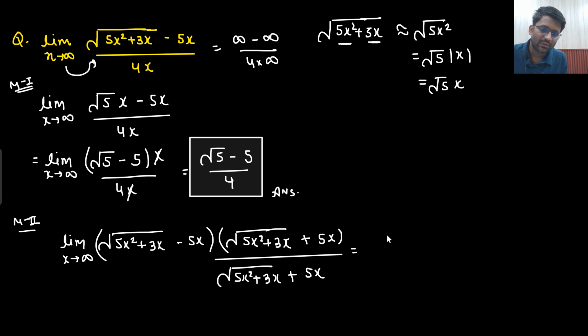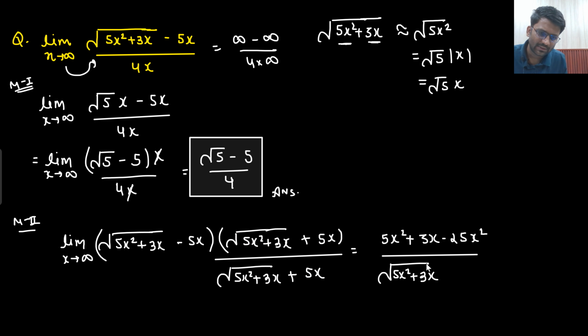So a square minus b square. So 5x square plus 3x minus 25x square divided by under root 5x square plus 3x plus 5x. Right? This is what we are getting, a square minus b square. So 5x square plus 3x minus. Previously, what was happening is this and this was getting cancelled. But now this is not the scenario. Here, what you are getting is 3x minus 25x square, and then downward this thing. So basically, I am directly writing. As of now, my limit has been reduced to limit x tending to infinity.